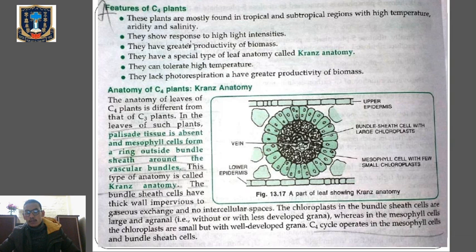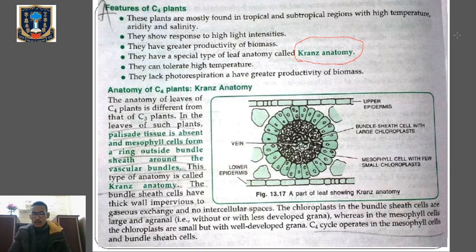These plants are mostly found in the tropical and subtropical regions with high temperature, aridity and salinity. They respond to high light intensities. They have greater productivity of biomass. They have a special type of leaf anatomy called Kranz anatomy, which we'll learn about afterwards. Then they can tolerate high temperature and they lack photorespiration.